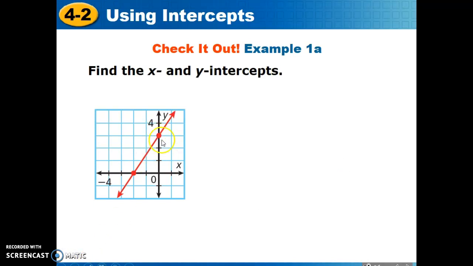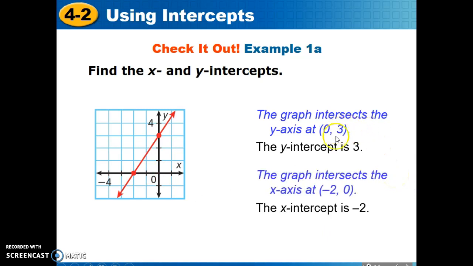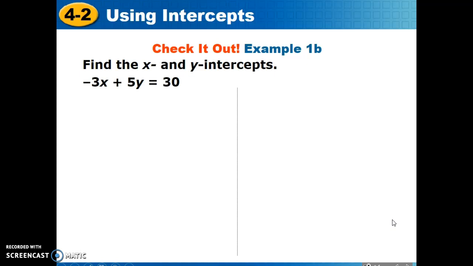So we look at the y-axis to find the y-intercept first, and we locate that point 1, 2, 3 units above the origin. Our y-intercept would be positive 3 or (0, 3) as an ordered pair. Our x-intercept would be negative 2, (negative 2, 0). We can write them as an ordered pair, or we can state y-intercept is, x-intercept is.